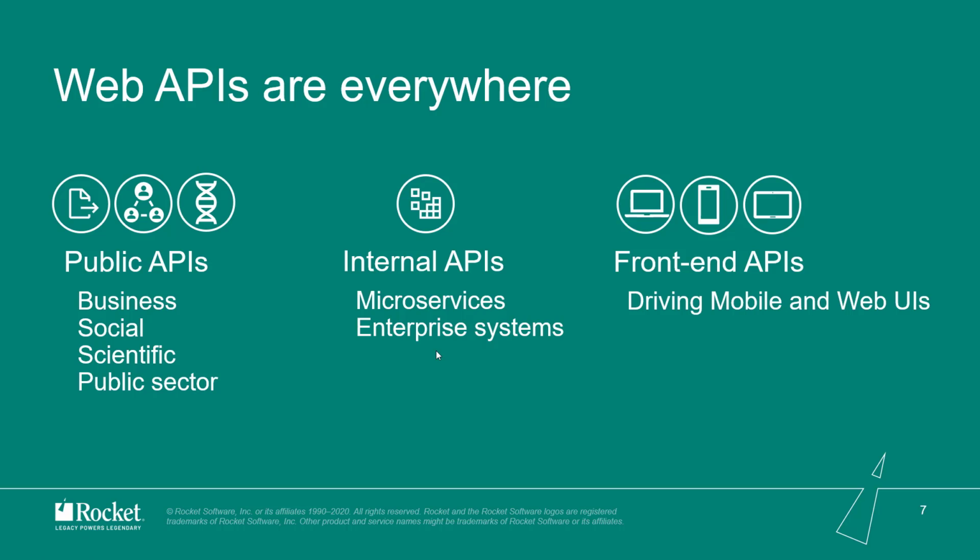So starting off, web APIs are everywhere. They're found in public APIs covering all kinds of sectors: the business sector, of course, social media, the scientific sector, the public sector. Pretty much any segment you can imagine will probably have some type of web API representing it in some way. Internally, with microservices and enterprise systems within a business, REST APIs, web APIs are used pervasively. And of course, they're often used to drive mobile and web UIs, acting as the front-end APIs for those user interfaces.